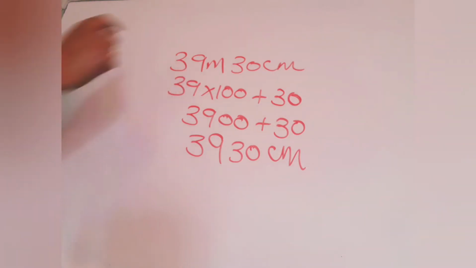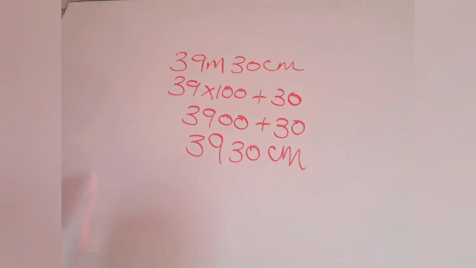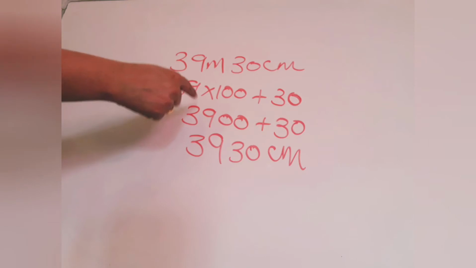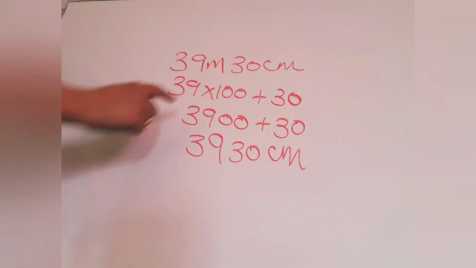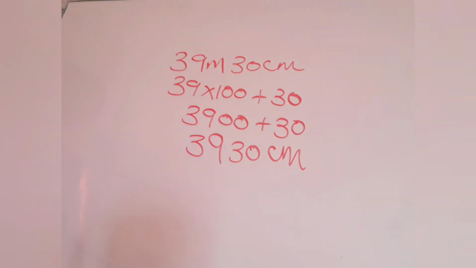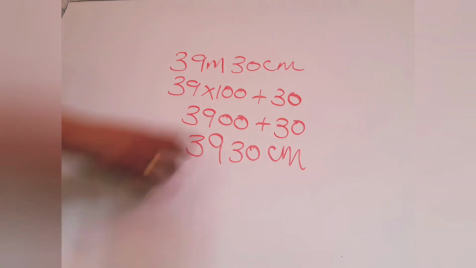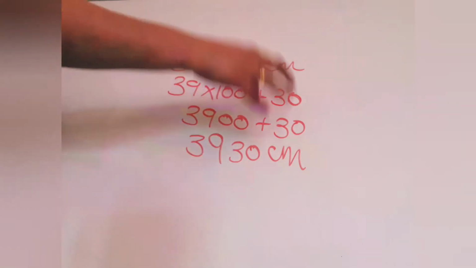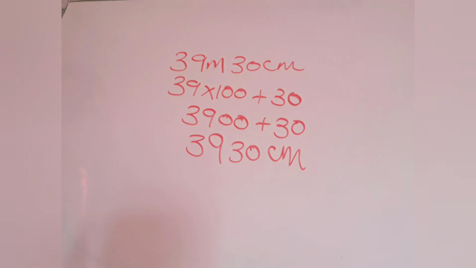So here the question is 39 meter 30 centimeter. When we converted 39 into 100 plus 30, that means 3900 plus 30. Then you have to add. If you are not able to do like this, you can add in the working column. Column addition method you can use.